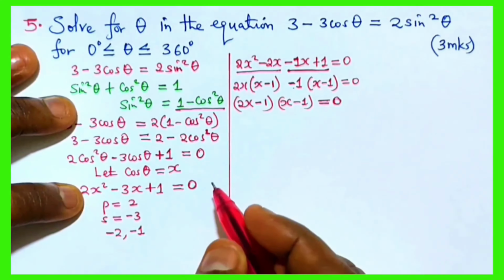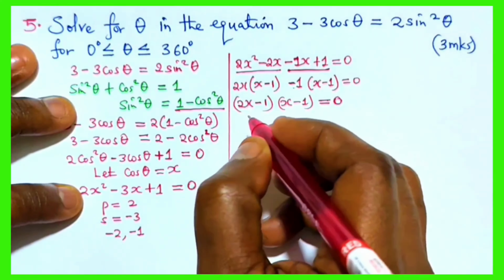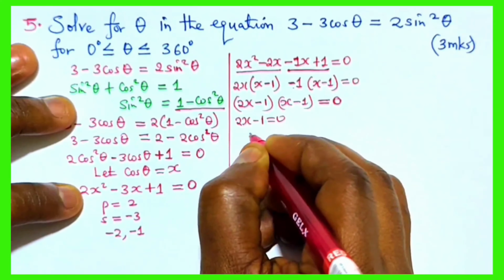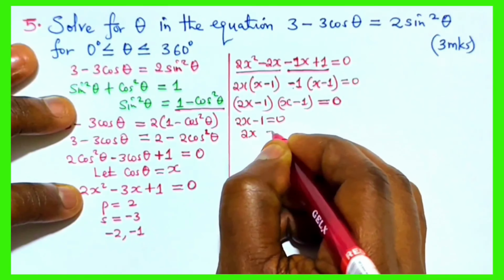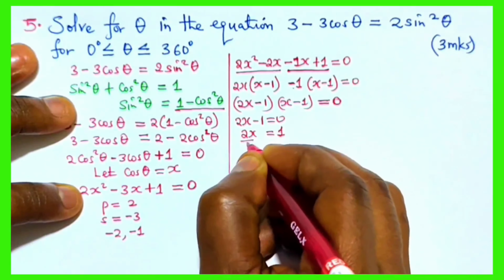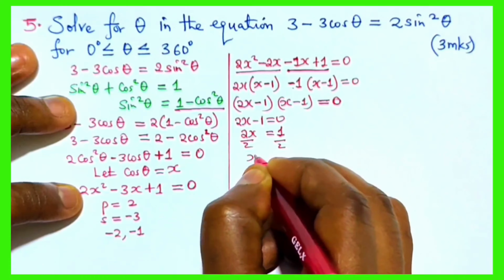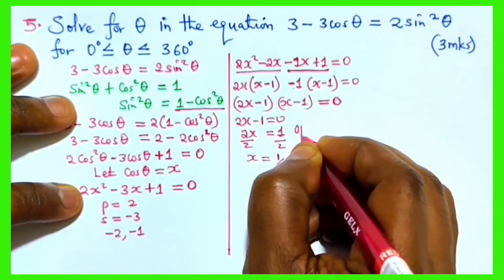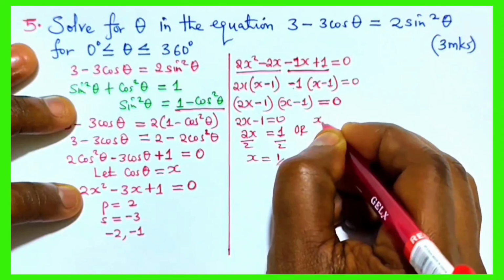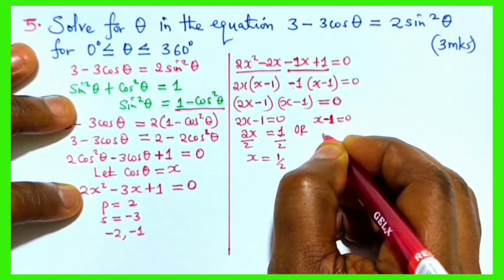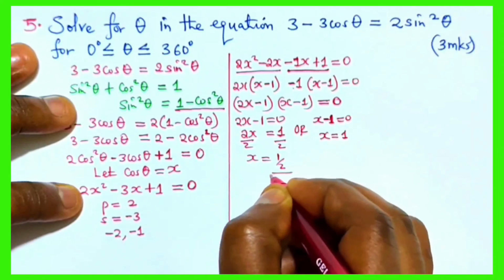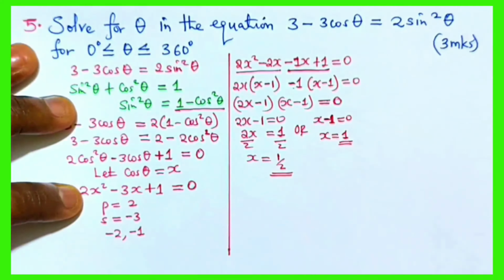And then the last step, we consider the values of x. We are going to have 2x minus 1 to be equal to 0, and therefore 2x will be equal to 1. And then when you divide both sides by 2, you get the value of x to be equal to half. Or you can consider x minus 1 to be equal to 0, and therefore x will be equal to 1. So these are the two values of x.